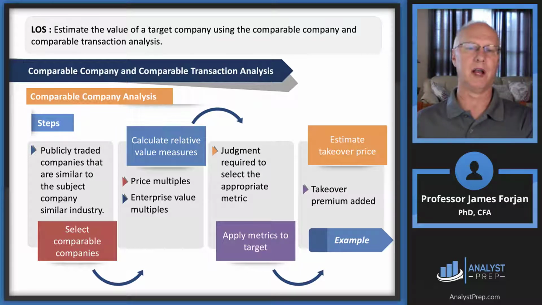Do we want to define it by some kind of a ratio like return on assets? So we've got to define how we're going to identify these similar companies. And then we need to select them, right? And then we need to calculate their relative value measure. So we have price to book or price to earnings.